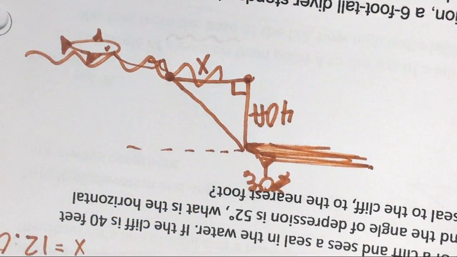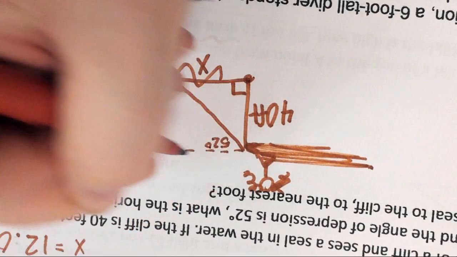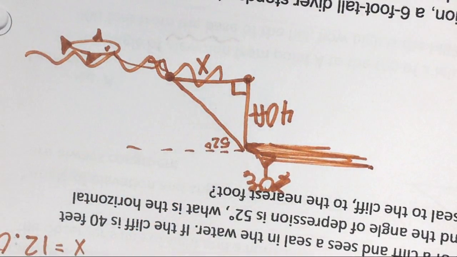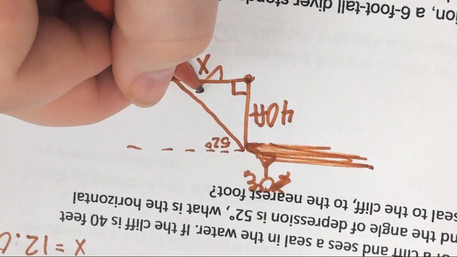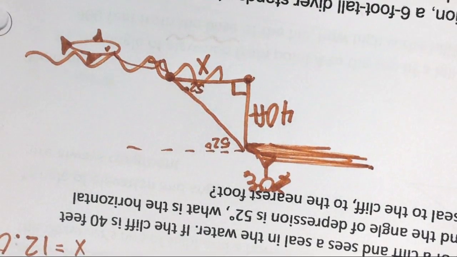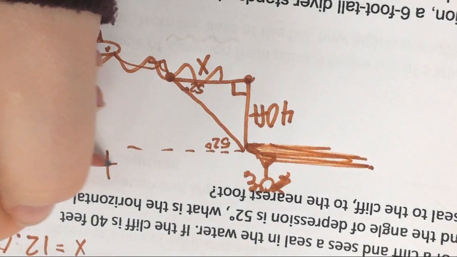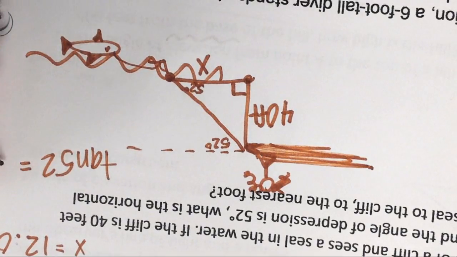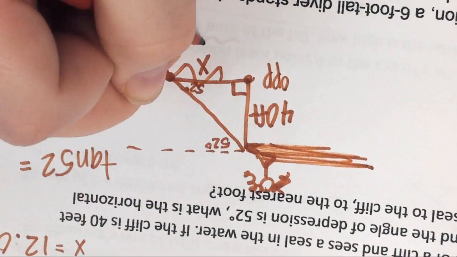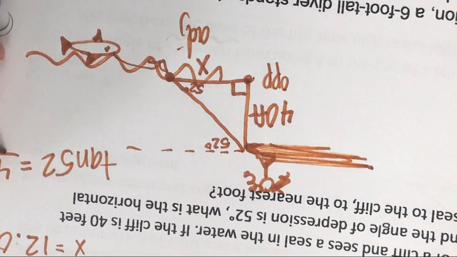Okay, so we have this angle of depression. It's 52 degrees. But because they're alternate interior angles, this angle is also 52 degrees. Now what trig function do I need? Was I given the hypotenuse? No, so which one do I need? Tangent. So I'm going to do tan 52 equals opposite over adjacent. That one's the opposite. That one's the adjacent. So 40 over x.